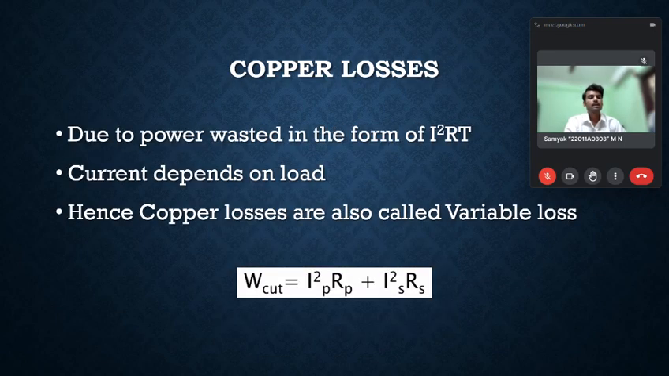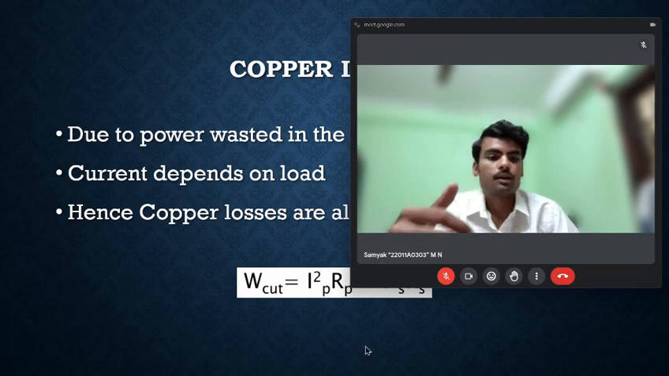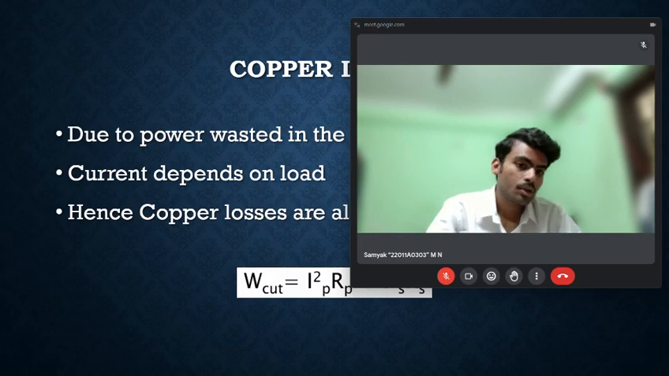Next, copper losses. What is the one other main component of a transformer apart from the core? Apart from the core, the main component of a transformer is the wire itself, the coil, the primary and secondary coil. And what are these coils made of? These coils are made of copper. Now, the loss that these coils cause are hence called copper losses. Now, how do these coils cause losses?